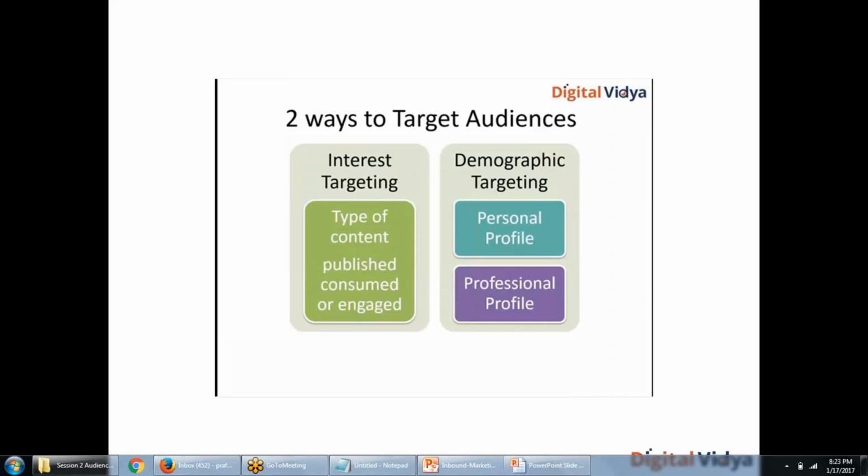Does anybody know what Pinterest is over here? Pinterest, yeah. So Pinterest is the best example. It is one of the fastest growing sites in social networking where I can just pin my interests, and that is it. That is the way of interest targeting. Pretty clear, guys, on this?